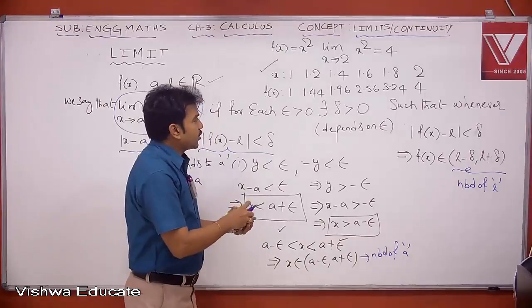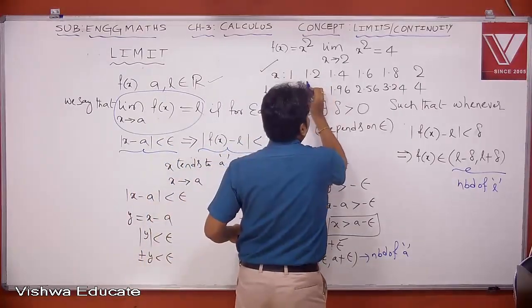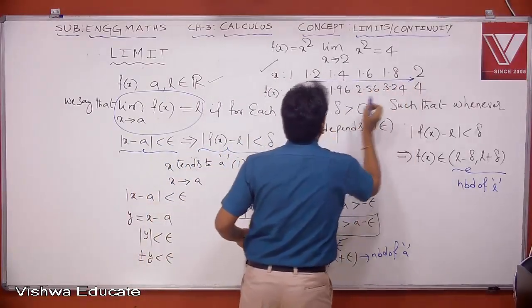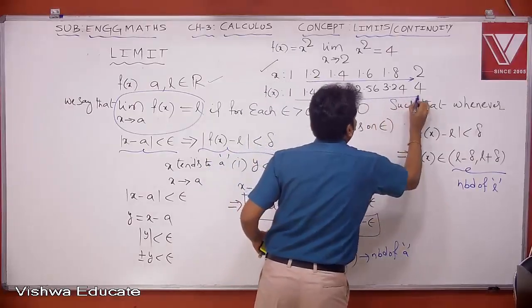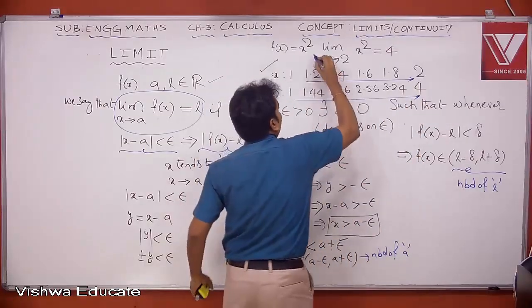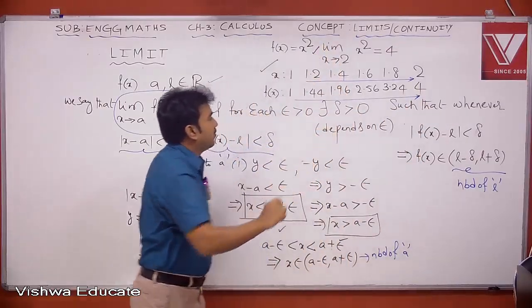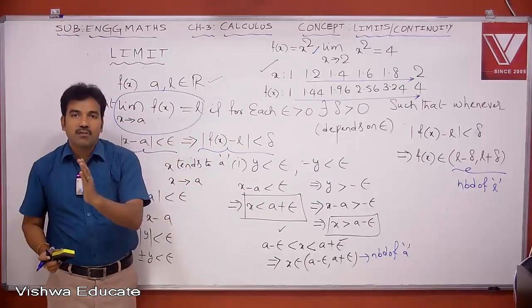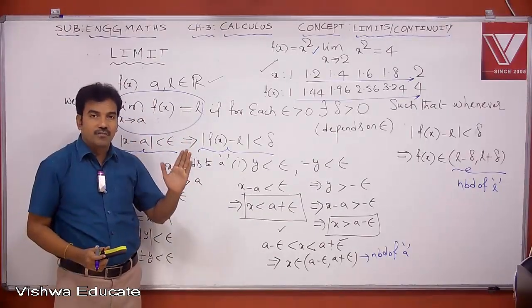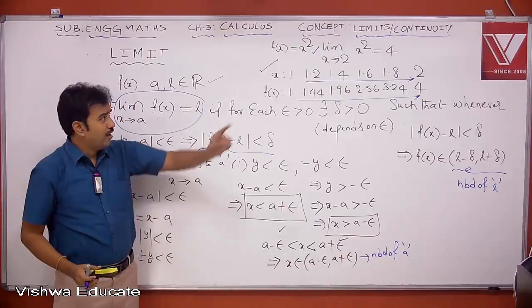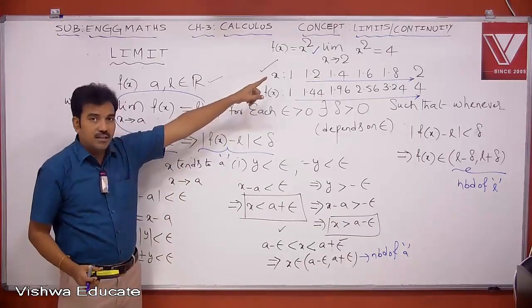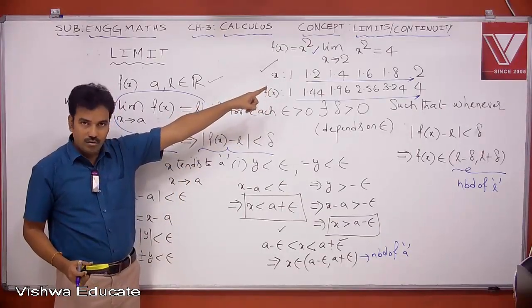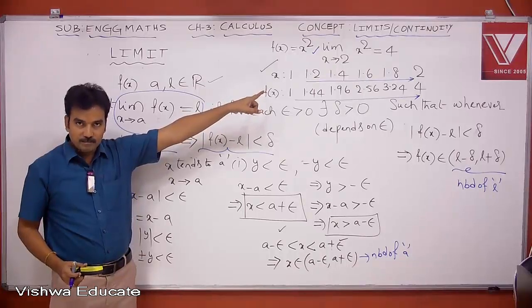Therefore, as x values are approaching 2, f of x values are approaching 4. Because of this reason, we say that limit x tends to 2 of x square equals 4. x values are gradually reaching 2, and in that occasion, f of x values are gradually reaching 4. Because of that reason, we are saying that limit x tends to 2 of x square equals 4. Okay, right.